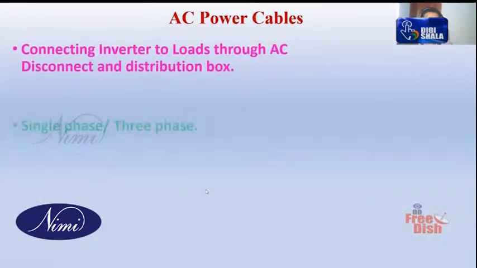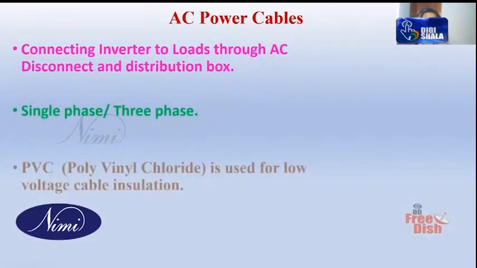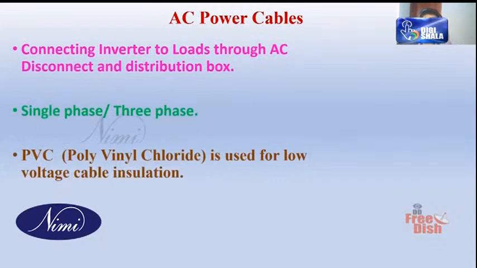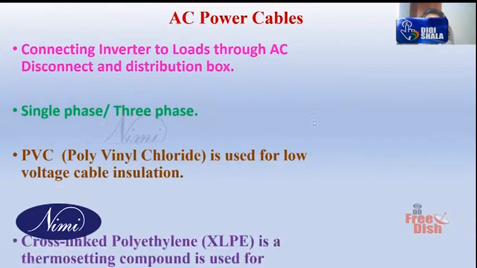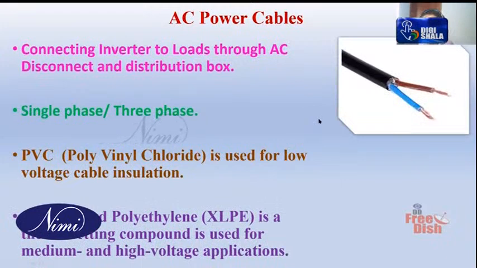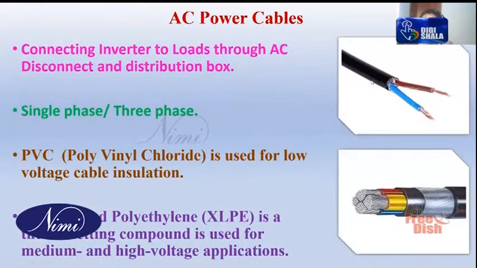AC power cable, this is our normal cable connecting inverter to the load through the isolator, distribution box, etc. It can be single phase or three phase. This is a single phase cable. This is a three phase cable, three phase 4-wire system. Red, yellow, blue, and black neutral.